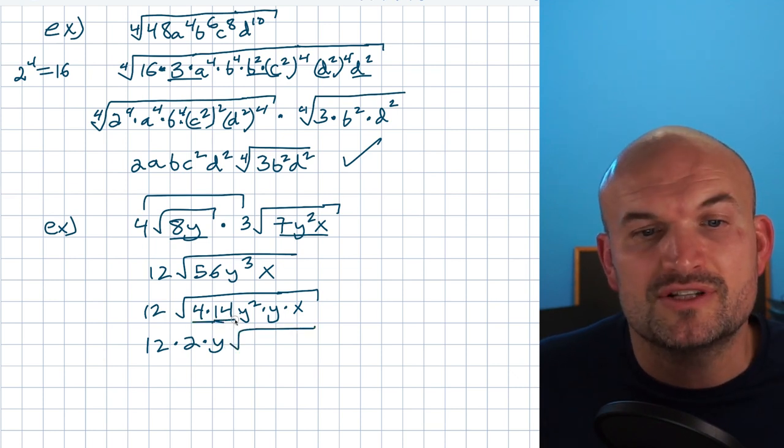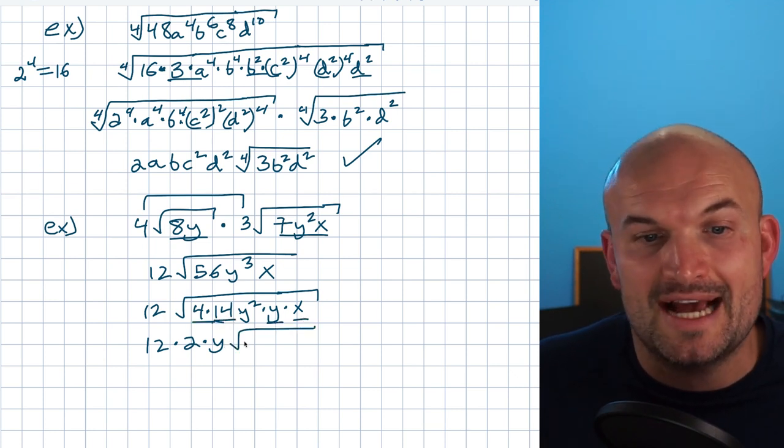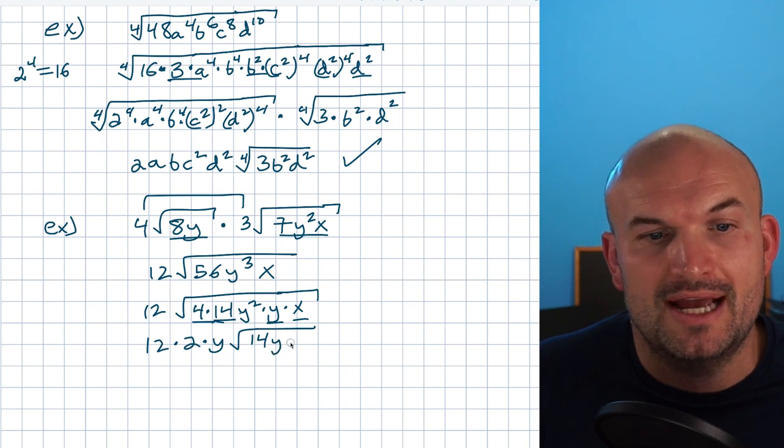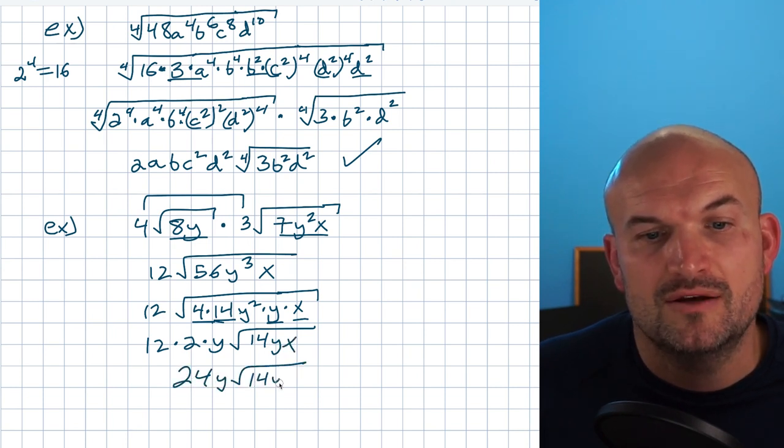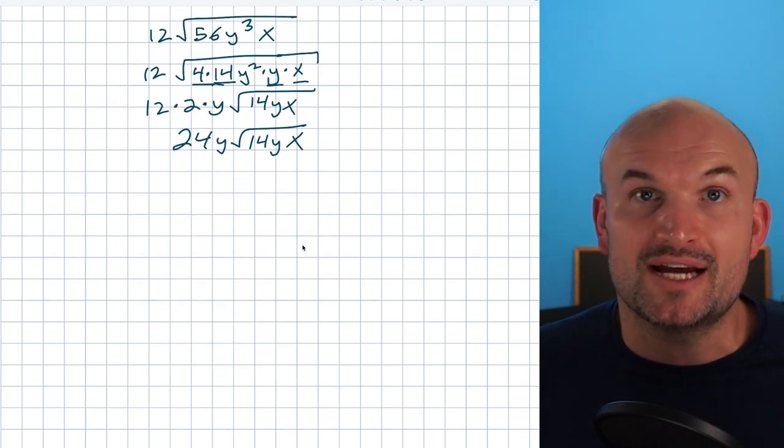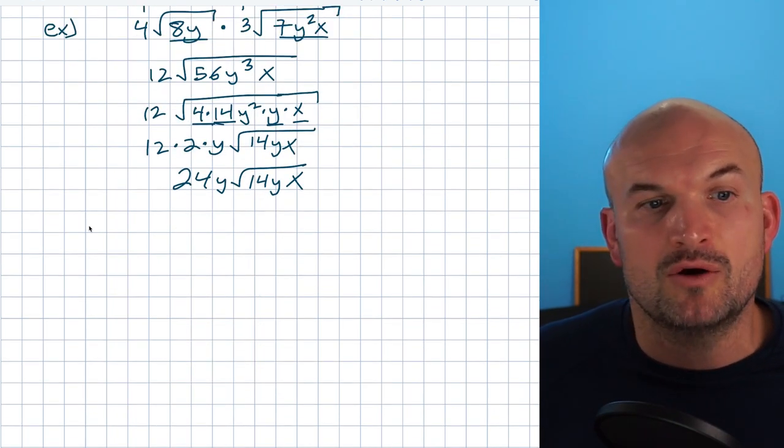Then what's left over here is going to be a 14, a y, and an x. So I'll go ahead and write that there for y, x, and therefore I'm left with a 24y times the square root of 14 y to the x. Now that's for multiplying two radicals. But what if we have a radical expression?